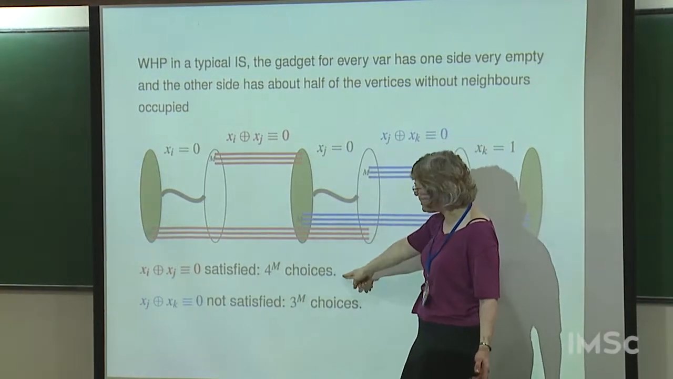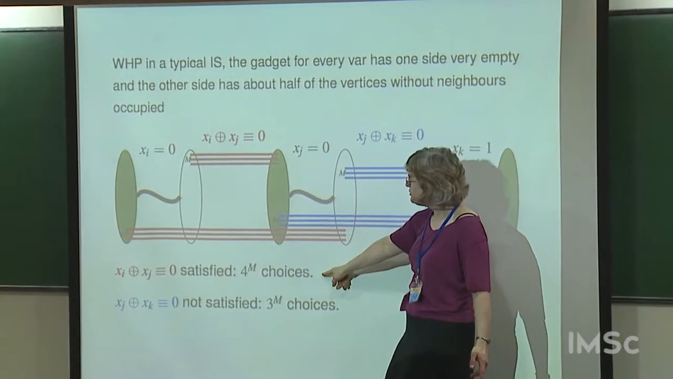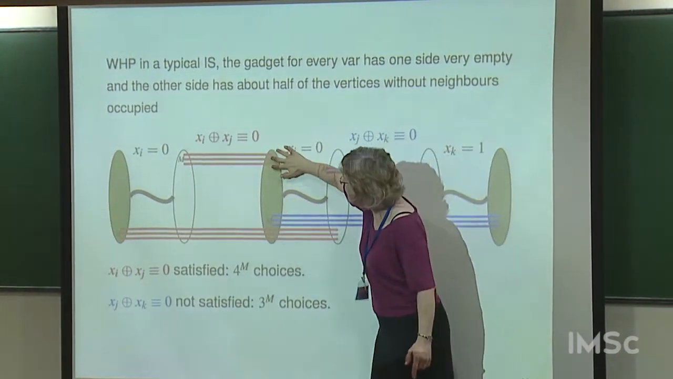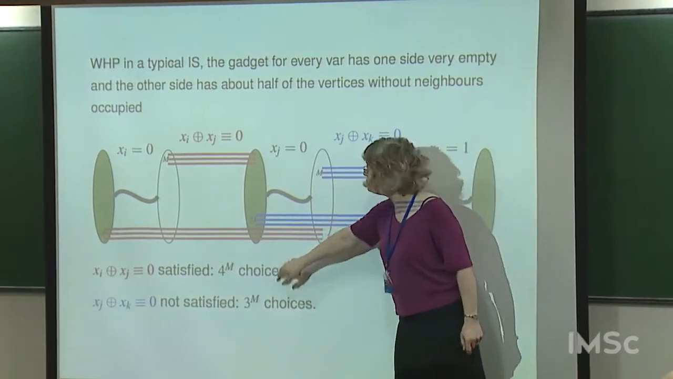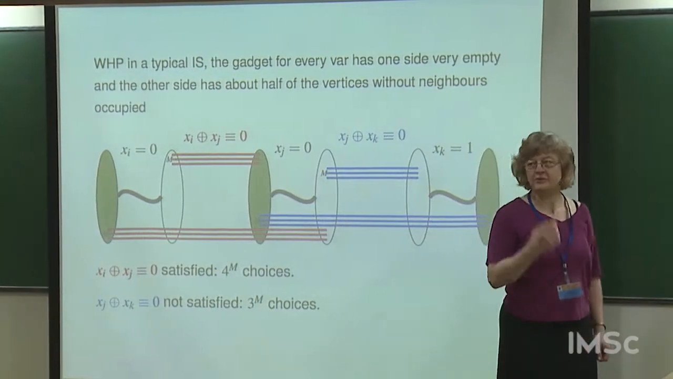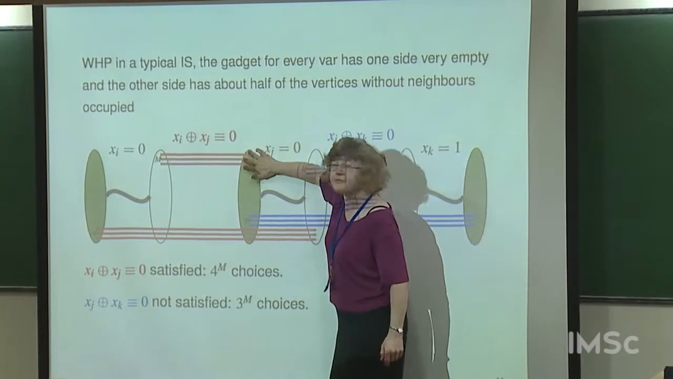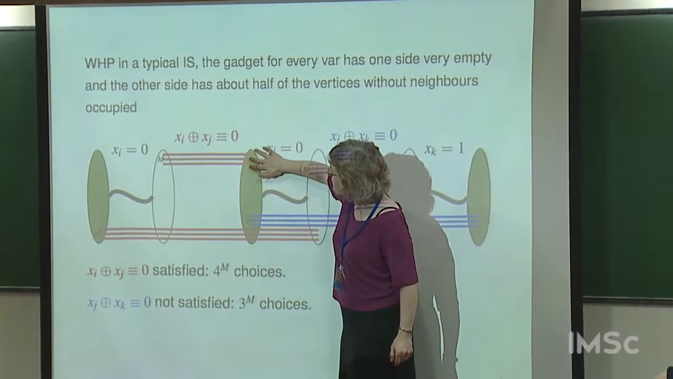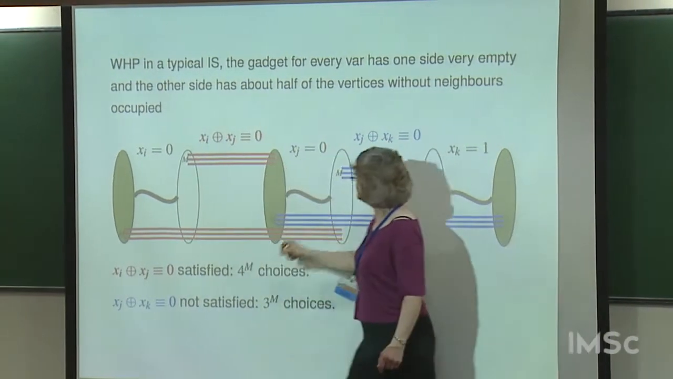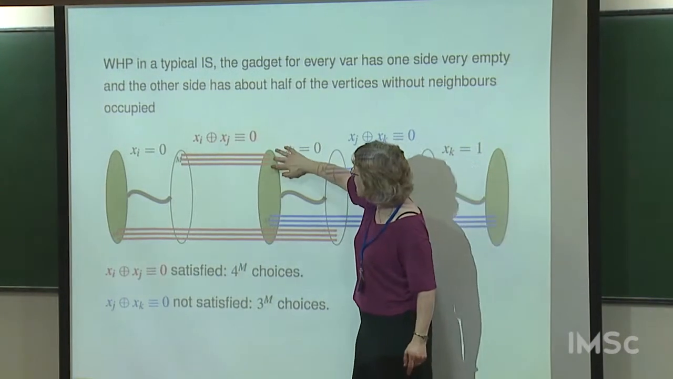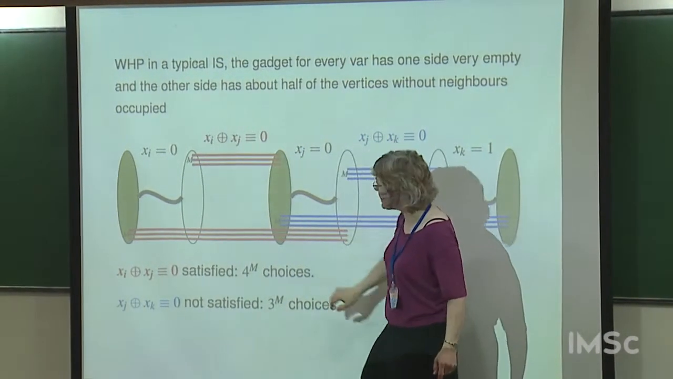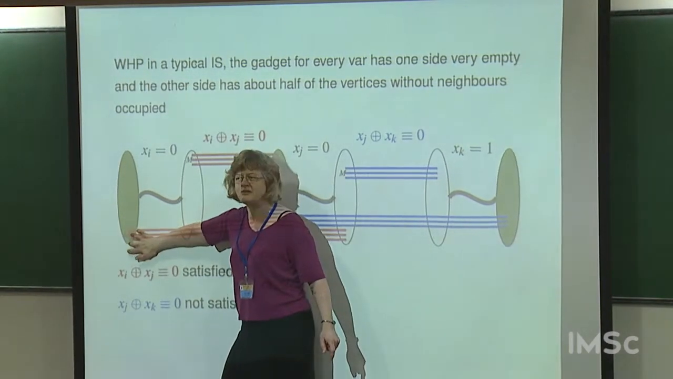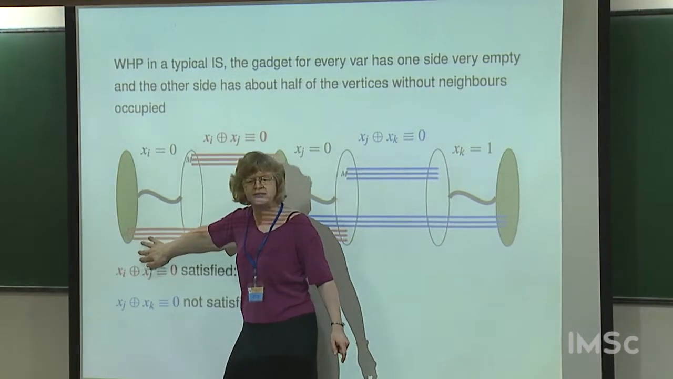And I claim that because it's satisfied, if I put m edges here and here, then there will be 4 to the m choices for how to fill in the independent set, because these are on the out. These are out. But I get about 2 to the m choices here, and then I get about 2 to the m choices there. Yeah? Does that make sense?